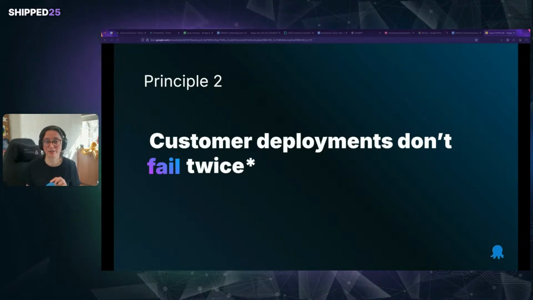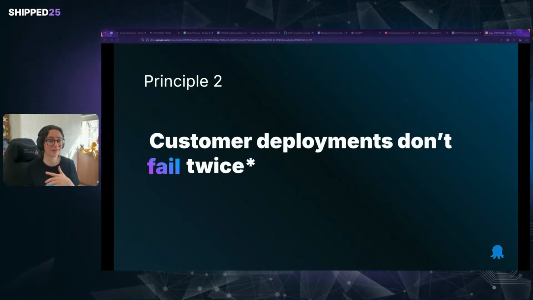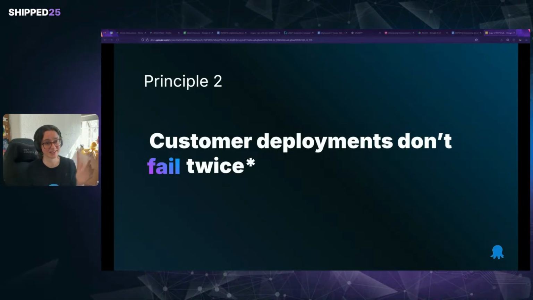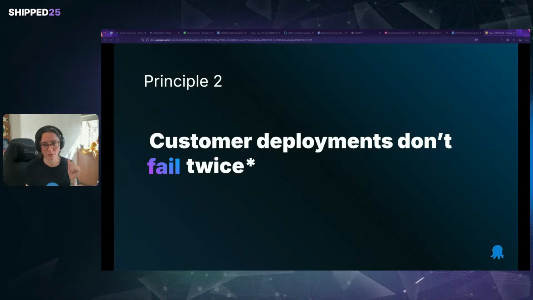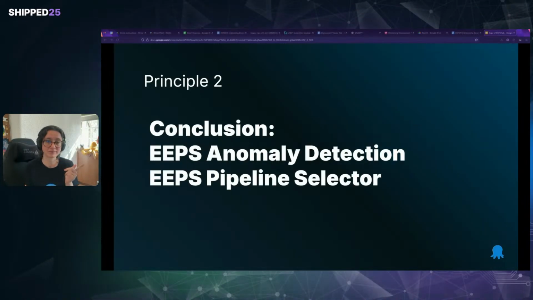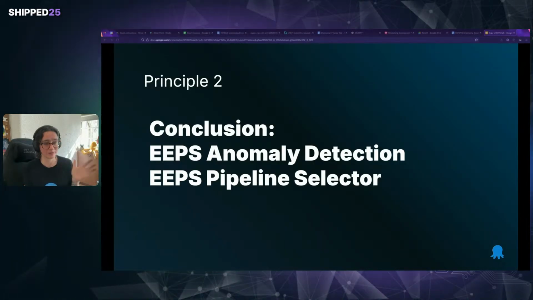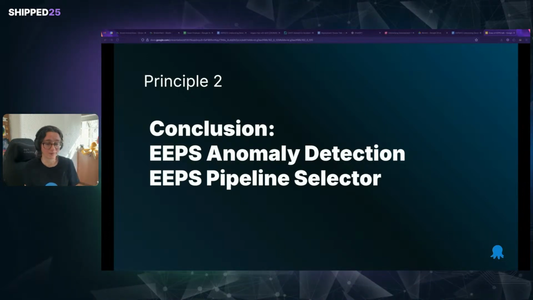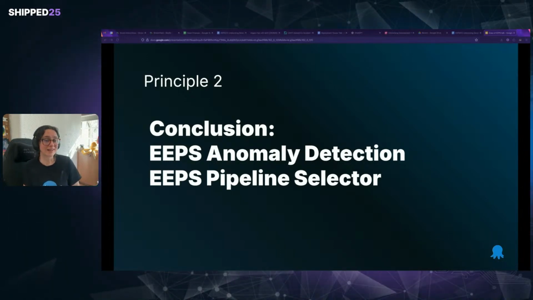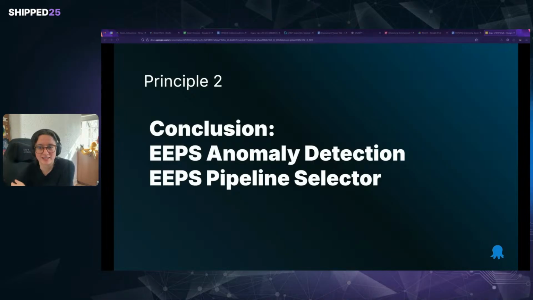So we needed to make sure that there wasn't going to be a human in the loop having to bring them back into safety, and that it wasn't a one-way door, right? To implement this is what led us to the decision of building the EAPS anomaly detection, so that we knew if it was going wrong, and also the pipeline selector part, right?